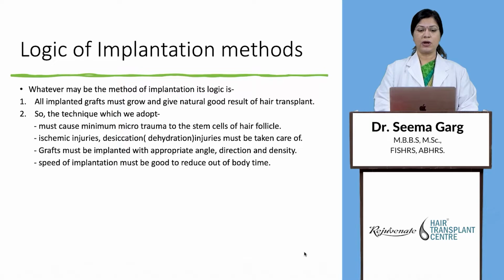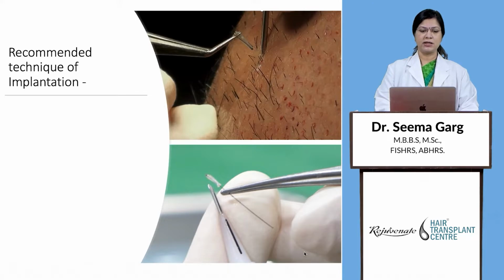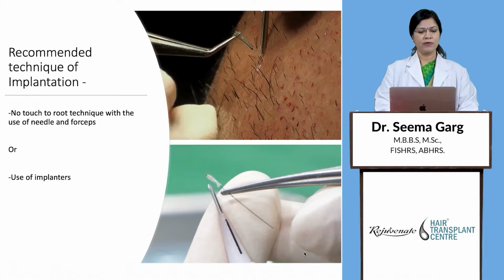So the technique which we adopt must cause minimum microtrauma to the stem cells of the hair follicle. Ischemic injury, desiccation injury must be taken care of. Graft must be implanted with appropriate angle, direction and density, and speed of implantation must be good to reduce out of body time. Errors of implantation like popping, bleeding, piggybacking, buried graft, J-shaped graft must be avoided, otherwise they may result in unnatural appearance. And the recommended technique of implantation is either no touch to root technique with the use of needle and forceps or use of implanters.